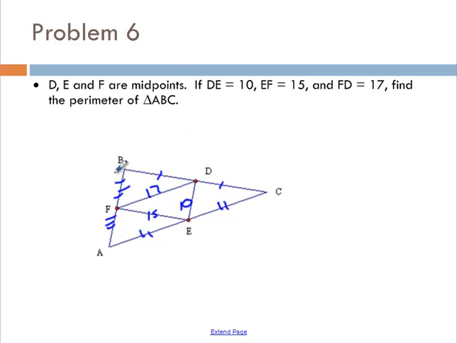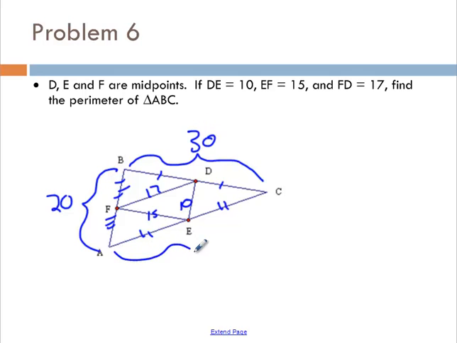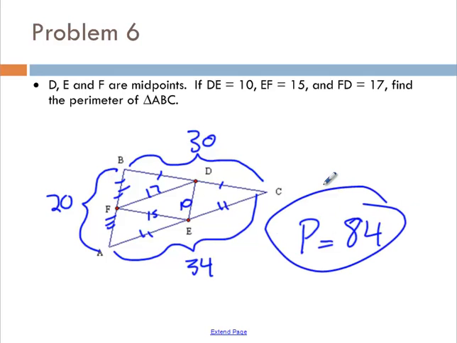Now, because they're midsegments, that means that 10 is half of this side. The side EF that's 15 is half of this side. And the side FD, which is 17, is half of this side. I'm going to add all those up, 20 plus 30 plus 34, to get that the perimeter of the big triangle is 84.